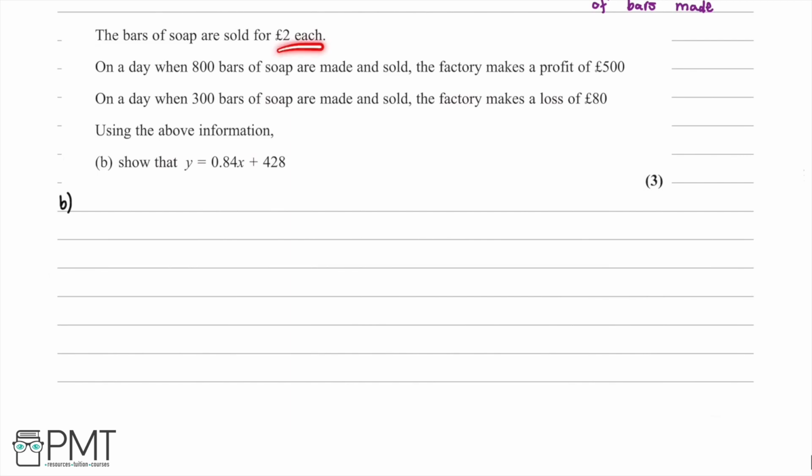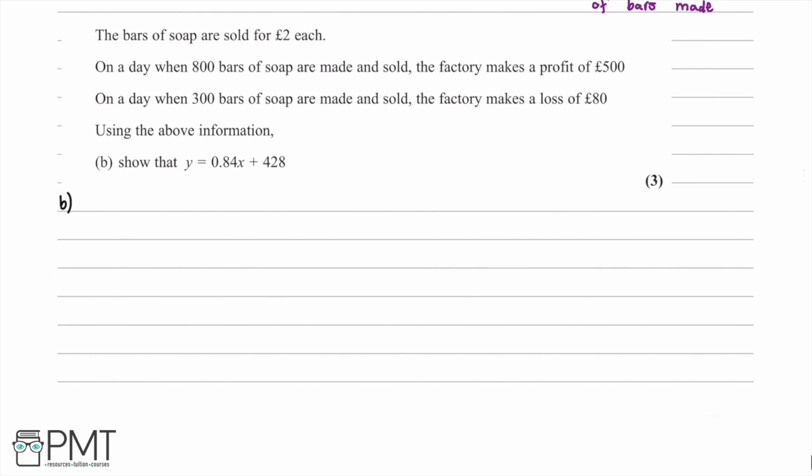We're then given some further information, and we're told that the bars of soap are sold for £2 each. And we're told that on a day where 800 bars of soap are made and sold, the factory makes a profit, so a profit of £500. And on a day when 300 bars of soap are made and sold, the factory makes a loss of £80. And we're asked to use this information to show that y is equal to 0.84x plus 428.